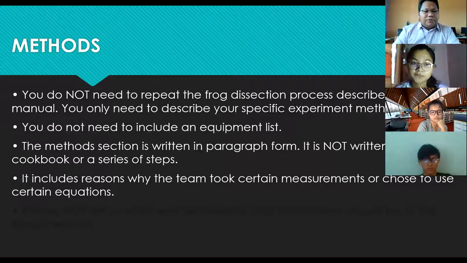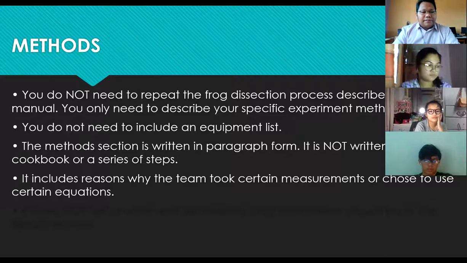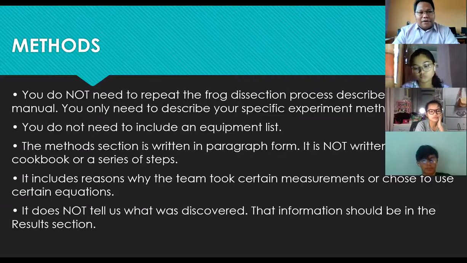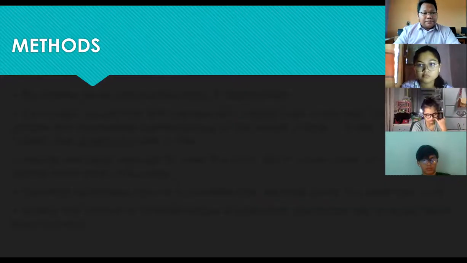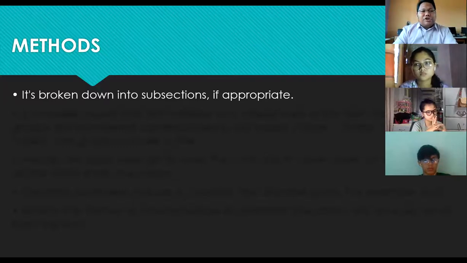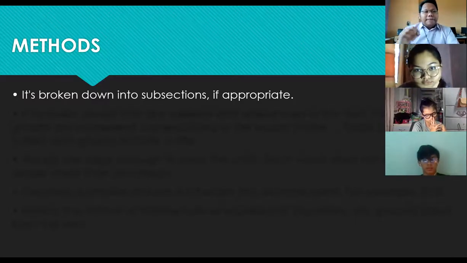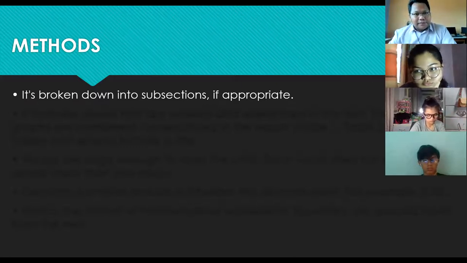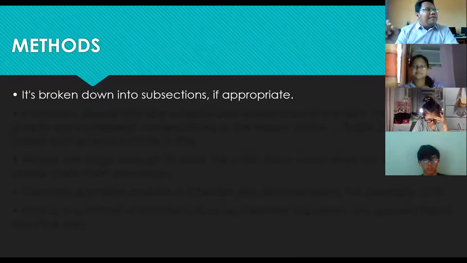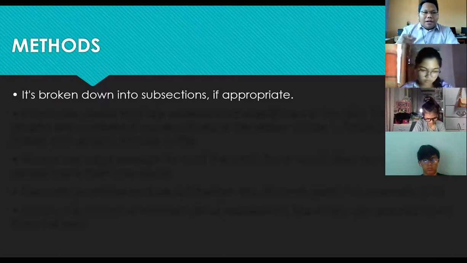There, it includes reasons why the team took certain measurements or chose to use certain equations. It does not tell us what was discovered because that information should be in the result section. It is also possible that when you do the method section, you'll break it into subsections. Only if necessary, if appropriate, then feel free to break it into subsections. Like for instance, methods, Roman numeral 1, gathering of plant samples. Roman numeral 2, obtaining of extract from plant samples. Number 3, culturing of bacteria. These are the three subsections. And each subsection will have its paragraph presentation or narrative description of what the researcher actually did.